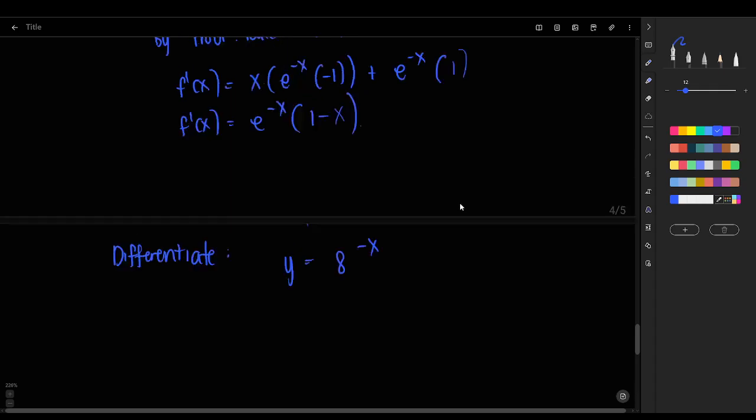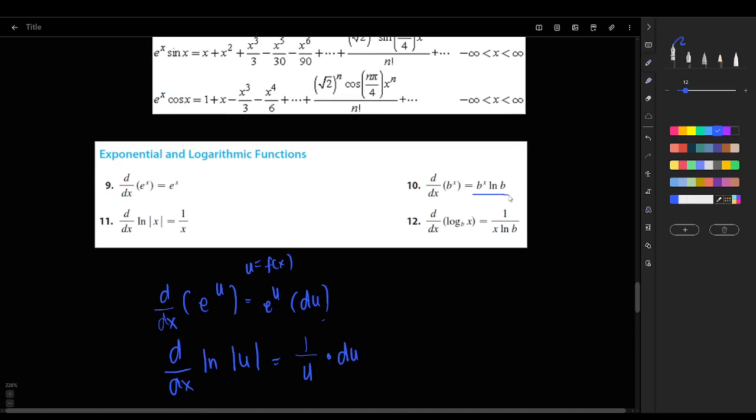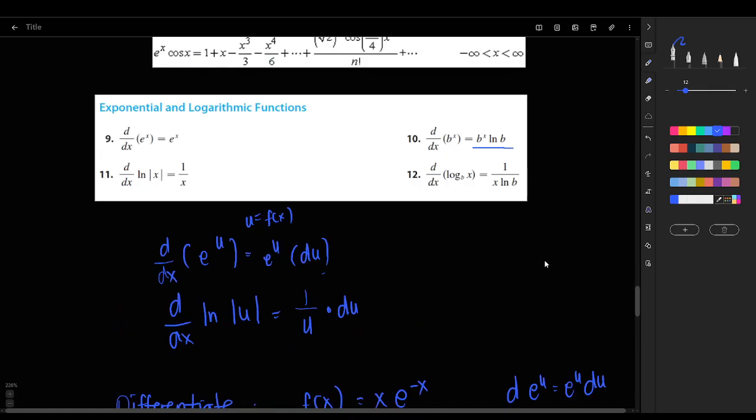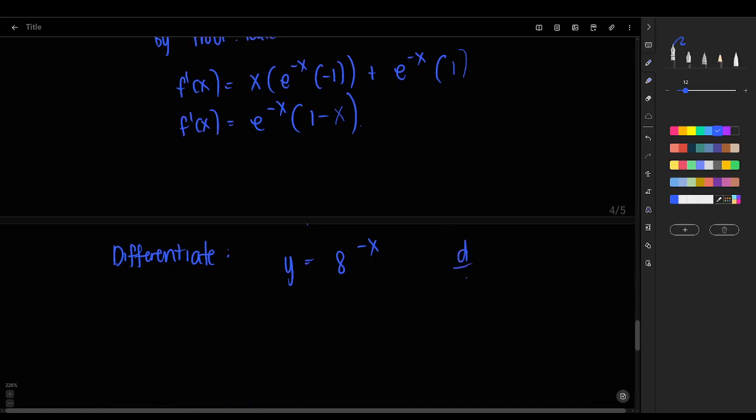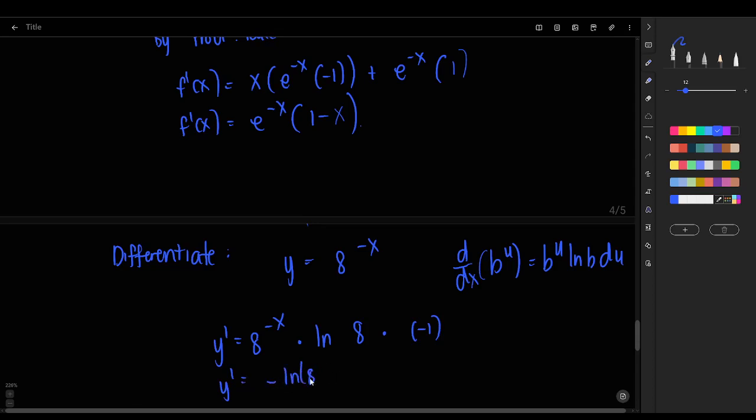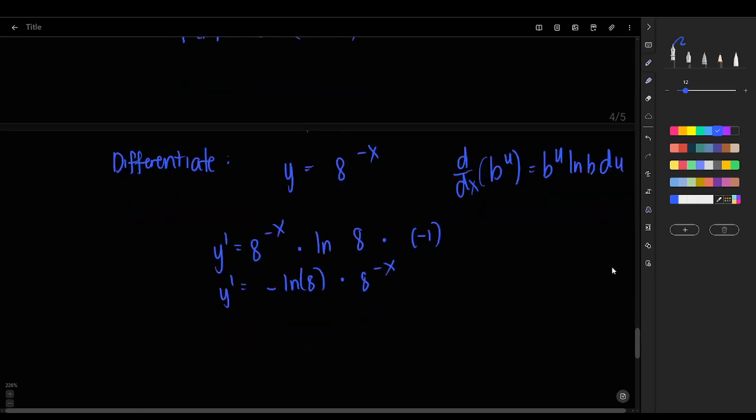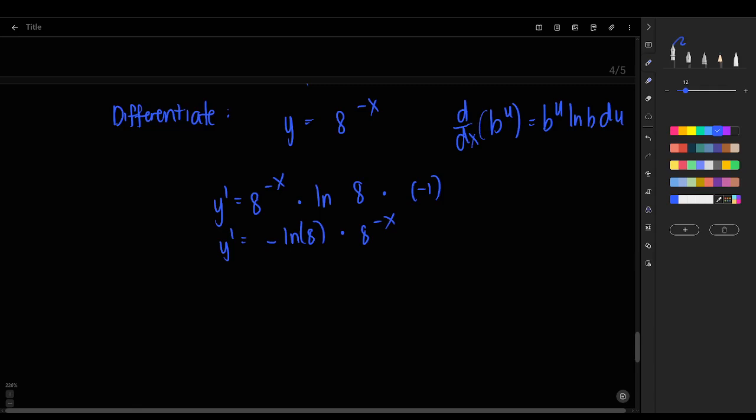Okay, from the formula, the derivative of b raised to the power of u is just equivalent to, first copy, then ln of the base times the du, no? So y prime would be equivalent to 8 to the power of negative x times the ln of 8 times negative 1. So this would be equivalent to y prime equals negative ln 8 times 8 raised to the power of negative x. Diba? That would be the answer.